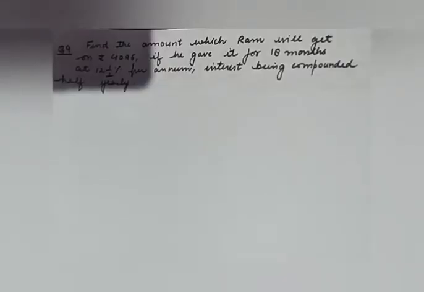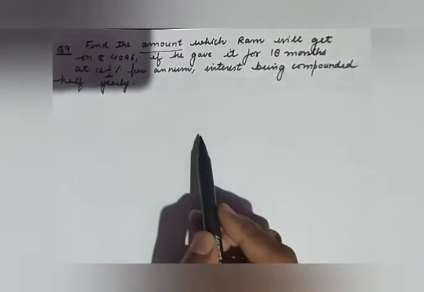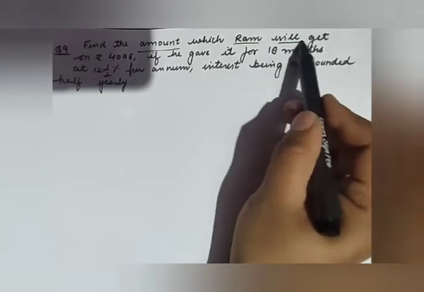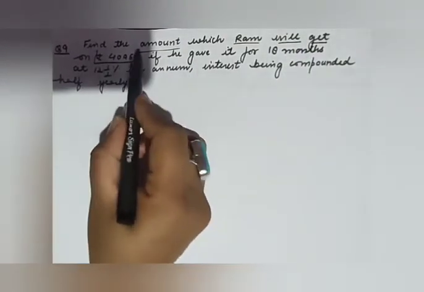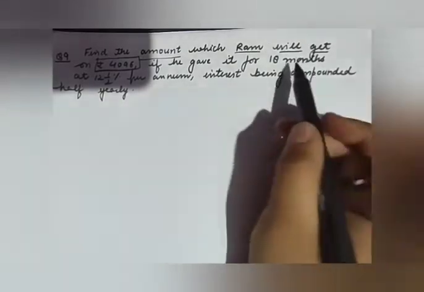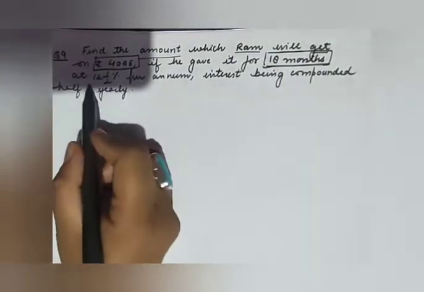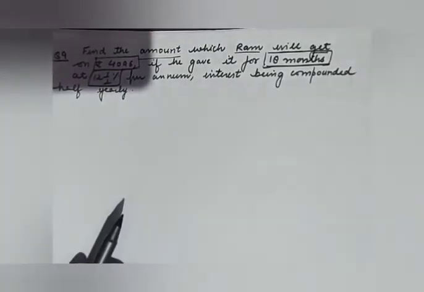Students, I am giving you question 8 as homework, because question 8 is similar to question number 5. So you can do question number 8 by yourself. Now let us move to question number 9. Find the amount. Here you have to find out the amount which Ram will get on rupees 4,096. It means 4,096 is principal here for 18 months. Time is given here in months and rate is also given, that is 12 1 by 2%.